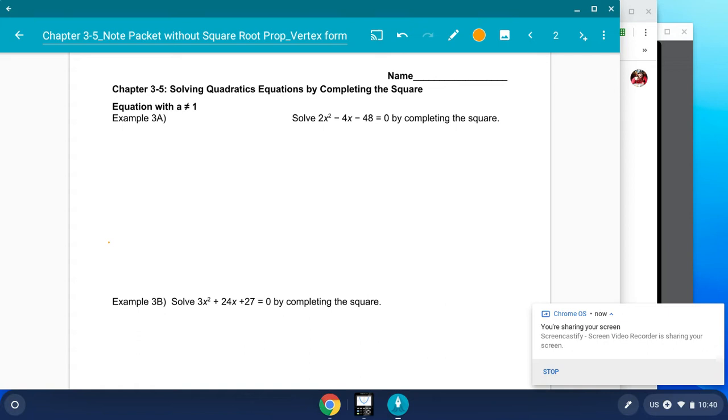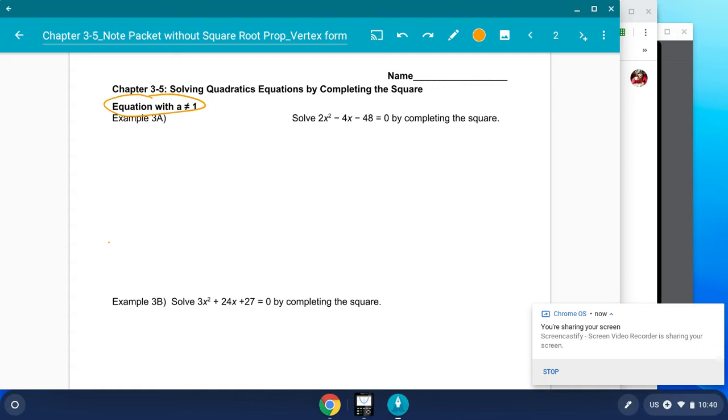So this section is about solving equations with a coefficient other than 1. That means the coefficient of the x squared term is not 1. We're looking at this one right here and this one right here. If that's not 1, it's done very similarly, but there's one extra step that requires a second step in the solving process.